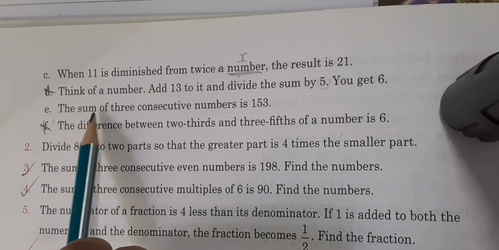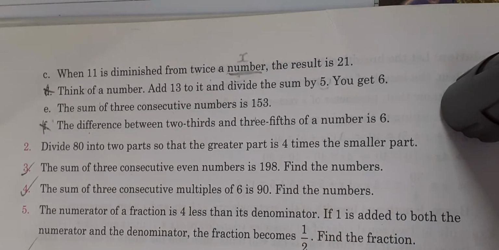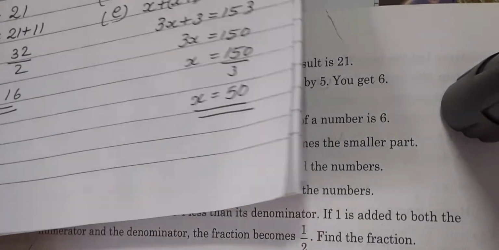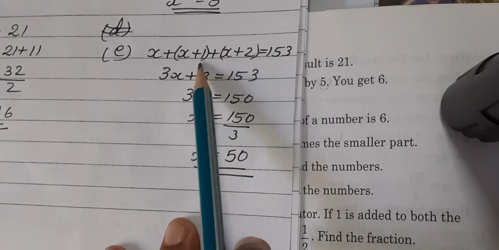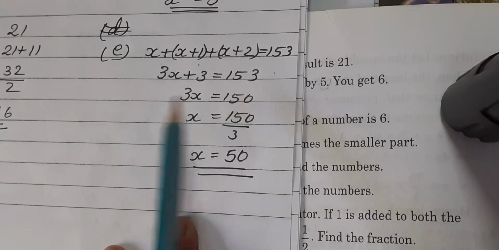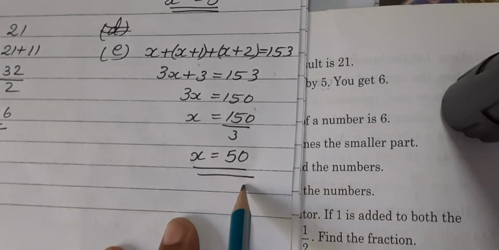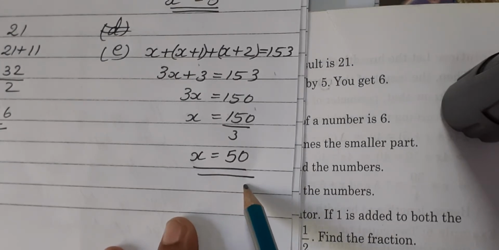Then question number E, the sum of 3 consecutive numbers is 153. How can we choose 3 consecutive numbers? 1, 2, 3. 3, 4, 5. All are consecutive numbers, isn't it? So, we can choose x, x plus 1 and x plus 2 as 3 consecutive numbers. Okay. So, their sum is given as 153, isn't it? So, x plus x plus 1 plus x plus 2 is equal to 153. Solve for x. 3x plus 3 is equal to 153. 3x is equal to 150. x is equal to 150 by 3. So, x is equal to 50. Hope this is clear for all.